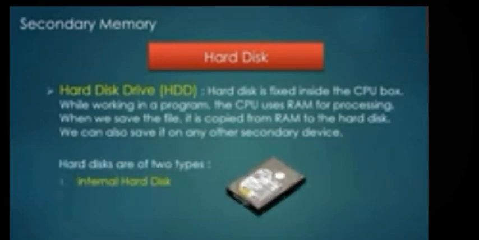This hard disk is fixed inside the CPU box. So while working in a program, the CPU uses RAM for processing. And when we save the file, it is copied from RAM to the hard disk. And we can save it on any other secondary device.